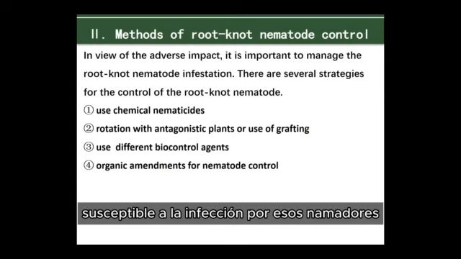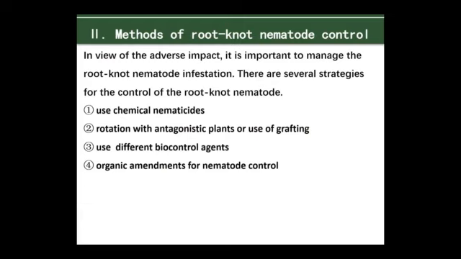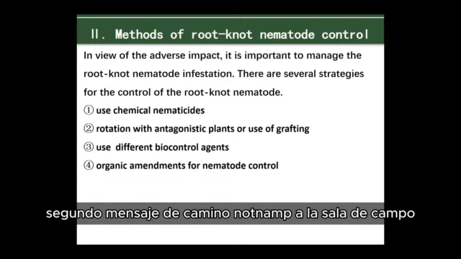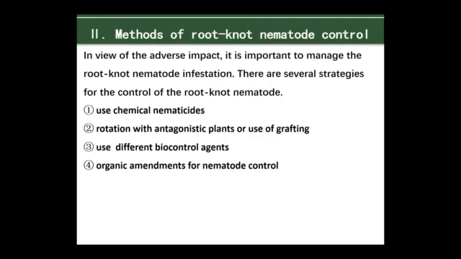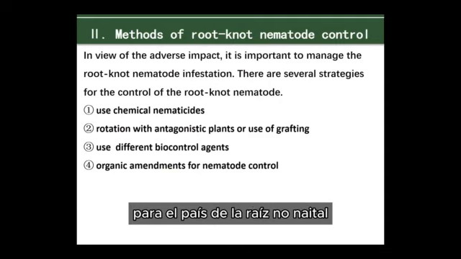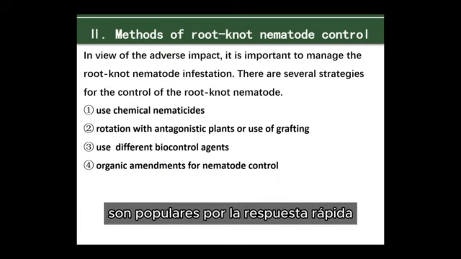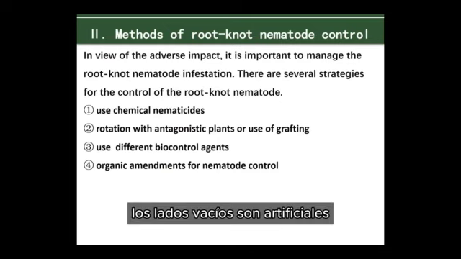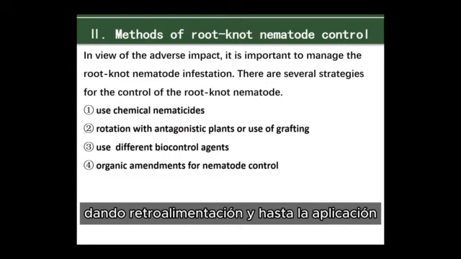Second, methods of root knot nematode control. In view of the adverse impact, it's important to manage the root knot nematode infestation. There are several strategies for the control of the root knot nematode. One, use chemical nematicides. Chemical nematicides are popular for their quick response. Nematicides are artificial solutions made for the control, and although they give feedback as soon as after the application, there is damage to the crop itself and also side effects associated with human health. So, the use of chemical nematicides is being limited.